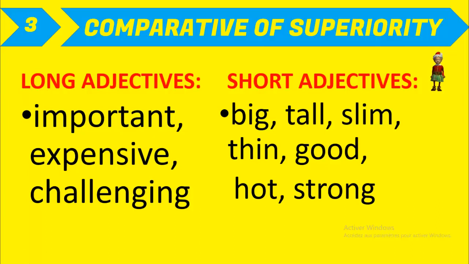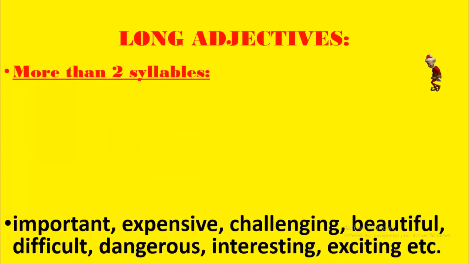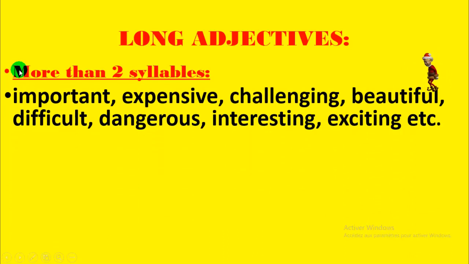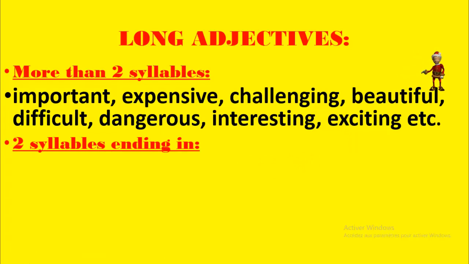Now, how can you recognize a long adjective and a short adjective? Long adjectives have more than 2 syllables. Les adjectifs longs, ils ont plus de 2 syllabes. Example, important, expensive, challenging, beautiful, difficult, dangerous, interesting, exciting. They are long adjectives. But we have also adjectives of 2 syllables that are long.